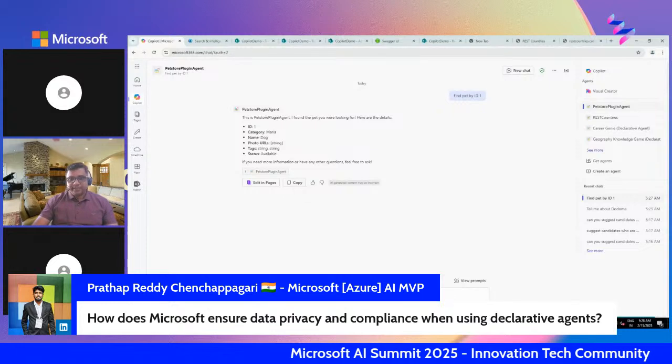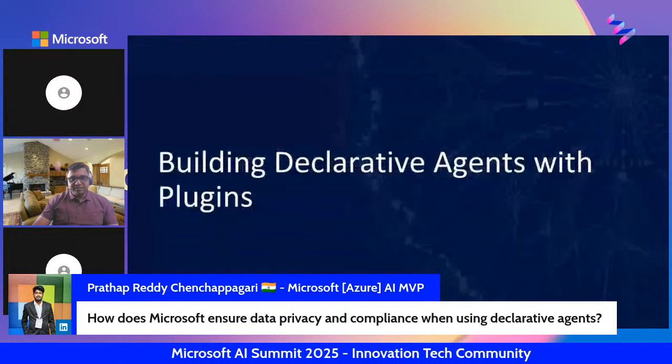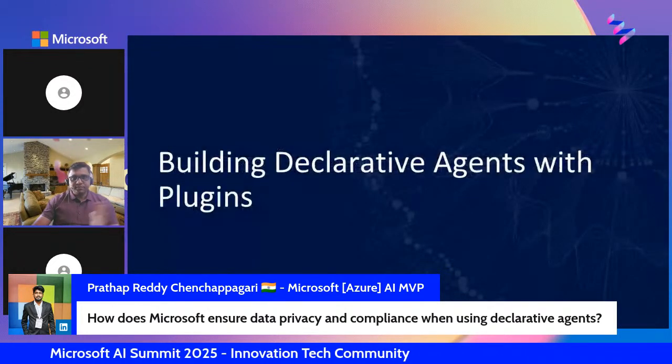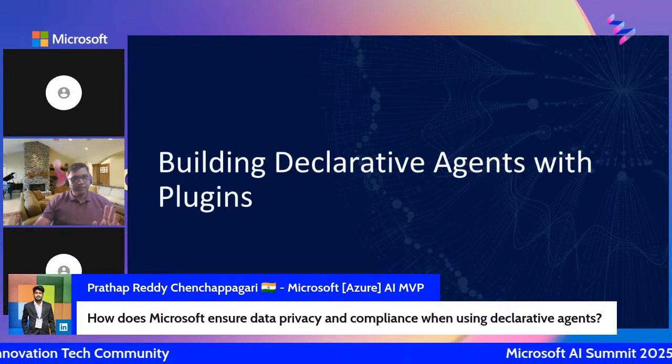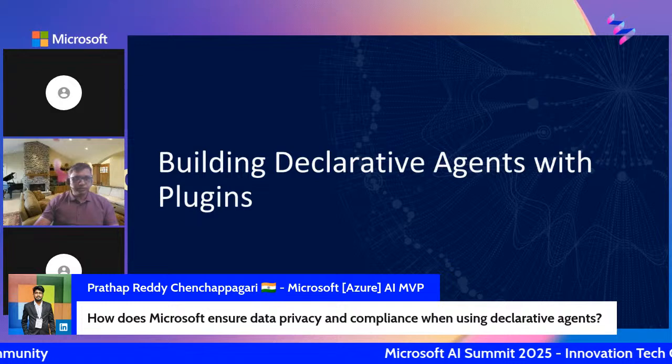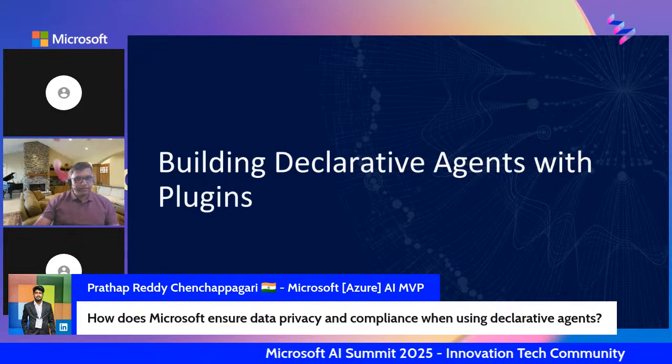All right, so I guess I'm well on time, and that is all I wanted to cover. Declarative agents are a way by which you will be able to create agents or copilots for your functionality without writing a single line of code, right?